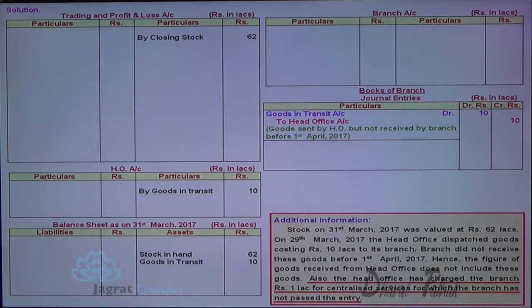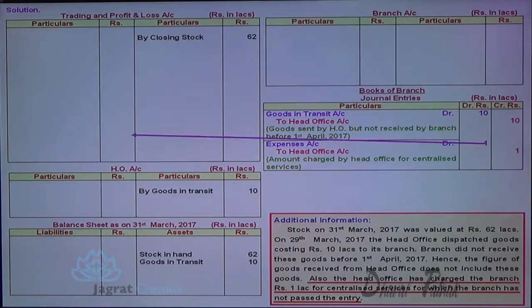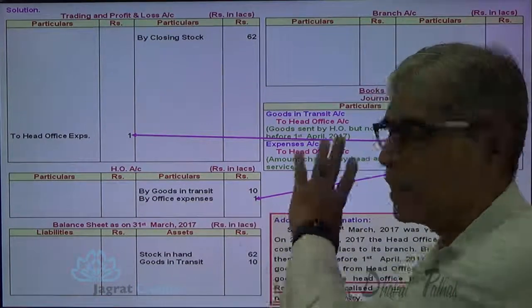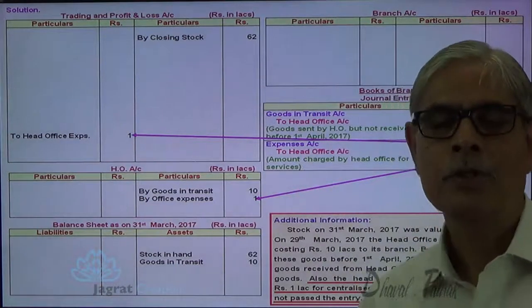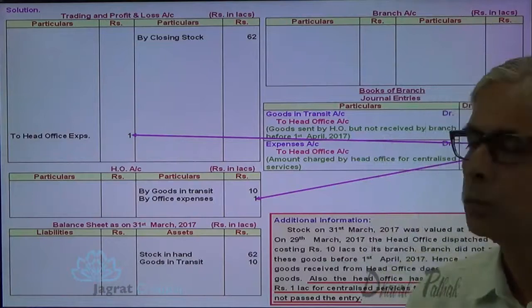Now expense charged by HO, 1 lakh. It is an expense for the branch. So profit and loss account is debited for this expense of 1 lakh. And the HO is the giver. So the entry is expense account debit to HO account credit. And this expense is debited to profit and loss account. HO being giver, HO account is credited for this office expenses. The share of office expenses transferred to branch.